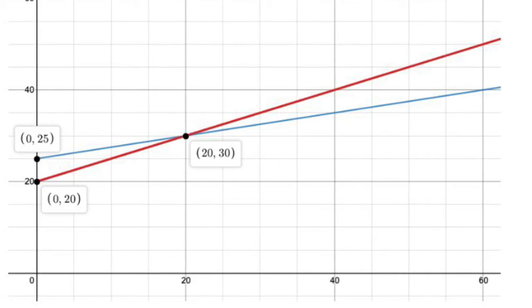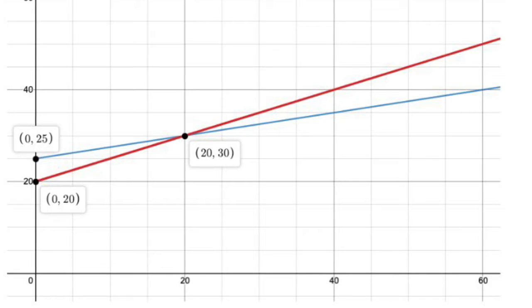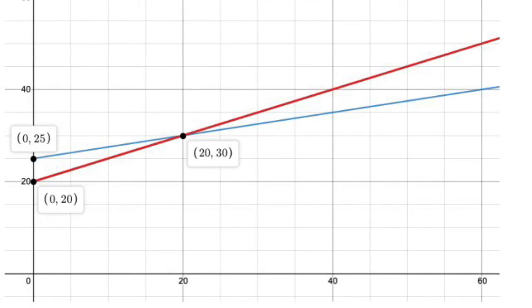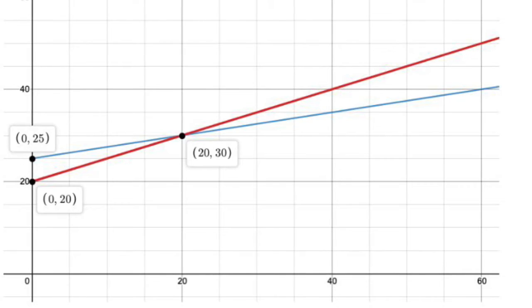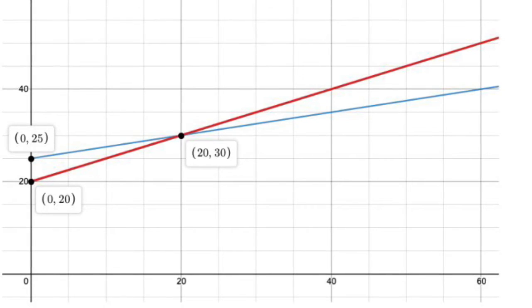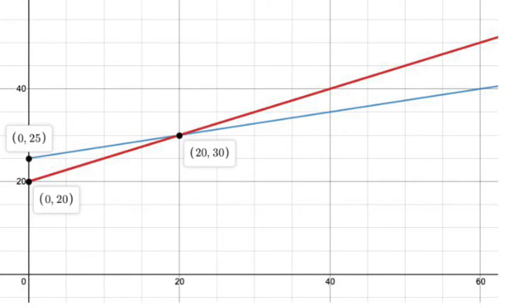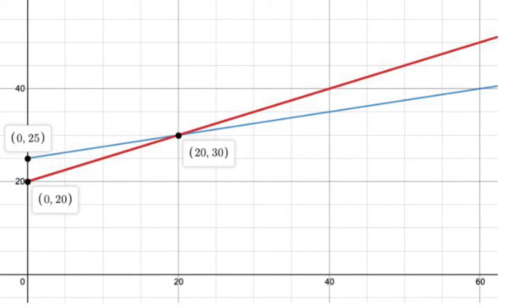One of them starts at 25, so that's different. They're both increasing, so that's the same. But they're increasing at different rates, so that means their rate of change must be different. But one thing that is the same is that when you look at the two graphs, you can see they are the same at one special point.